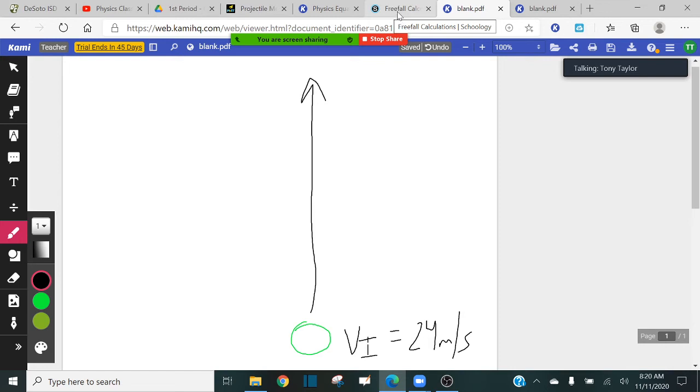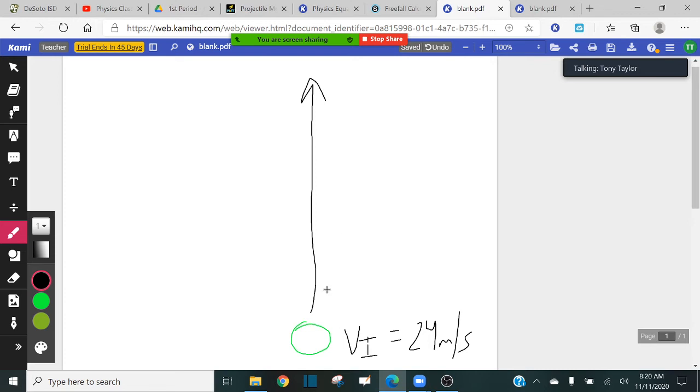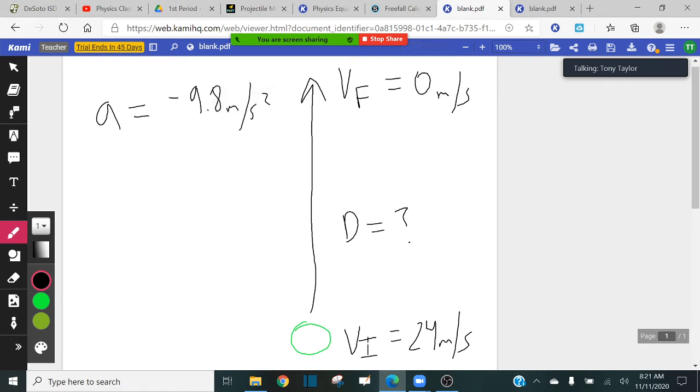And if we're asking for how high does it go, we're basically asking for the displacement or the distance from here to here. So we're solving for D. Okay. Guys, you also know the final velocity at the very top. Think logically. If the ball goes up and gravity acts on it, it's going to slow down and come to a stop. So the final velocity at the very top is just 0. Okay. You guys also know the acceleration. The acceleration is just always negative 9.8 meters per second squared for an object in free fall.